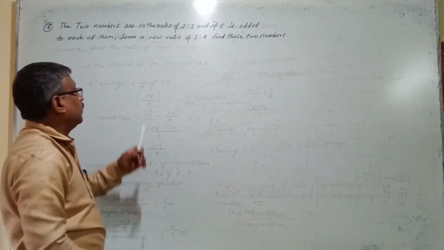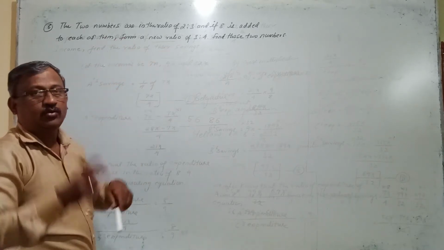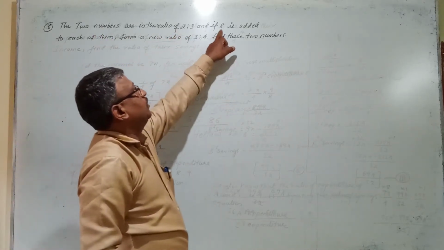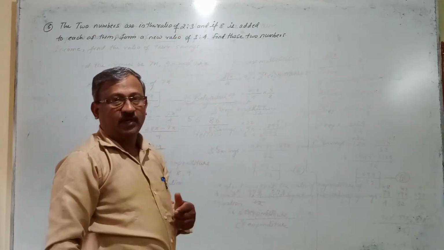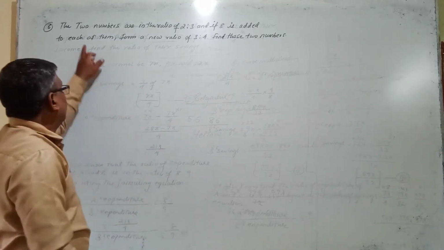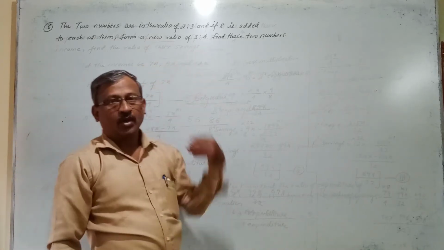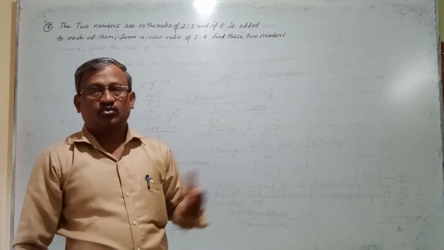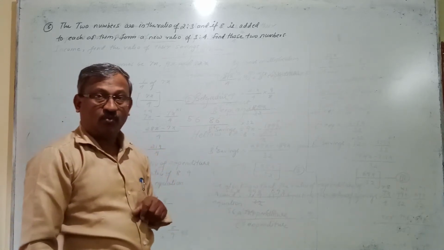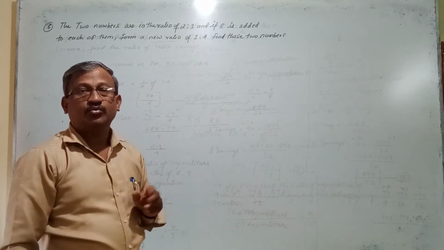So here they have given that the two numbers are in the ratio of 2:3, and the question is, if we add 8 to each of those two numbers, we get a new ratio of 3:4. So what are those two numbers? Those two numbers we have to calculate. They are not known, but we know the ratio of those two numbers is 2:3.